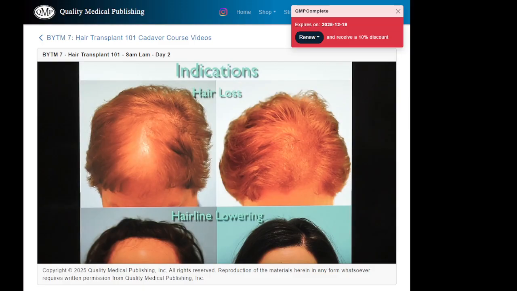This is just showing you the indications for female hair transplant minus traction. It's basically, well, you could include that in the lowering. So I would say general hair loss of some kind, either frontotemporal loss or Ludwig, and then some kind of hairline lowering, whether it's from traction alopecia, hairline lowering, or frontotemporal recession.